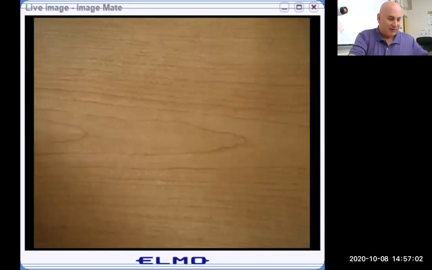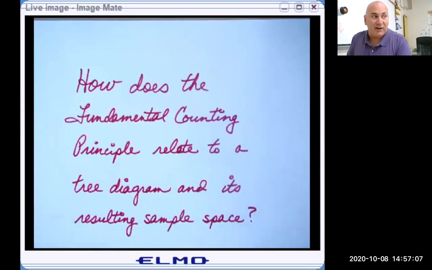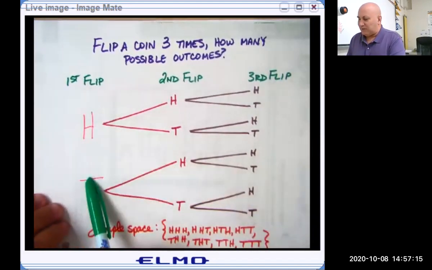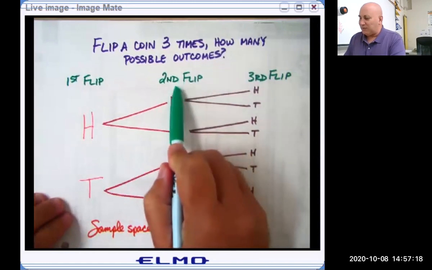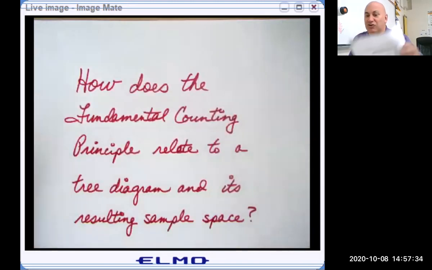So the question is, how does the fundamental counting principle relate to the tree diagram and its resulting sample space? Well, if I have two choices for the first flip, two choices for the second, and two choices for the third, that must mean there are 2 times 2 times 2, or 8 outcomes in the sample space. 1, 2, 3, 4, 5, 6, 7, 8. So that's how you can check your sample space, by using the fundamental counting principle.